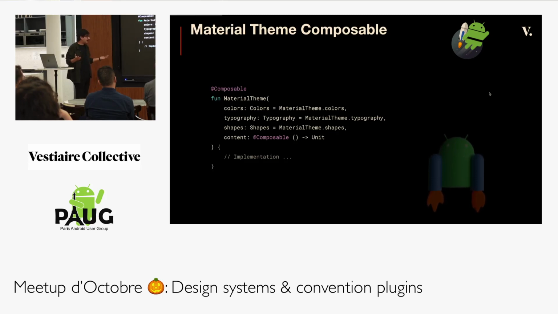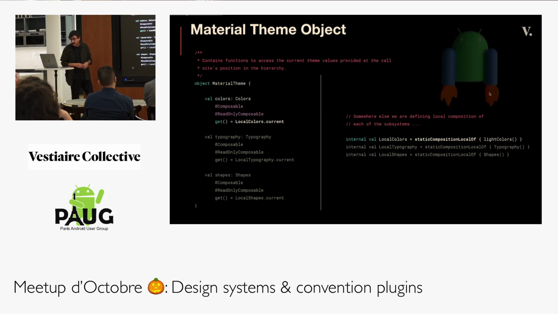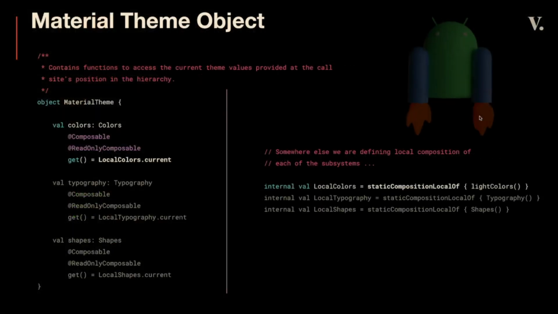Let's understand what is this material theme object, or singleton. So material theme object here is a singleton that returns for each of material subsystems a composable that has inside local colors.current, for example, or local typography.current. So what is this local colors? Local colors is a static composition local of colors, or light colors. It's the same class, it's just a method returning colors with predefined colors. You'll see the signature of colors class later, but now let's try to understand together what composition local means.